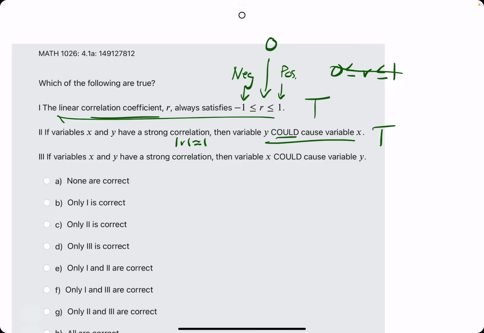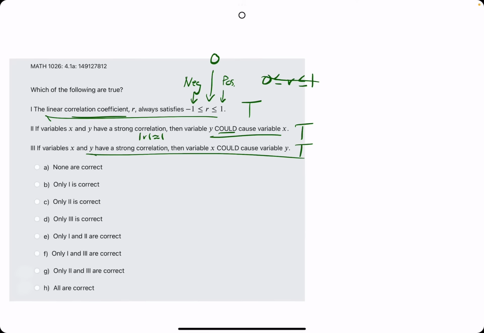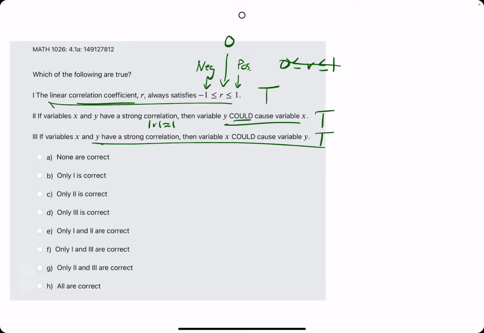And I think the other one's pretty much the same statement. And again, the could makes it true. So the could is very strong in making both of these a true statement. So in this case, all of these are true, all are correct.